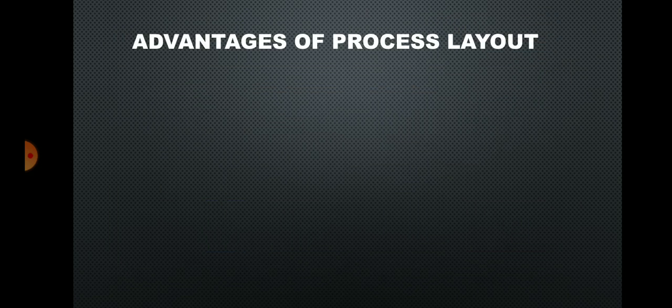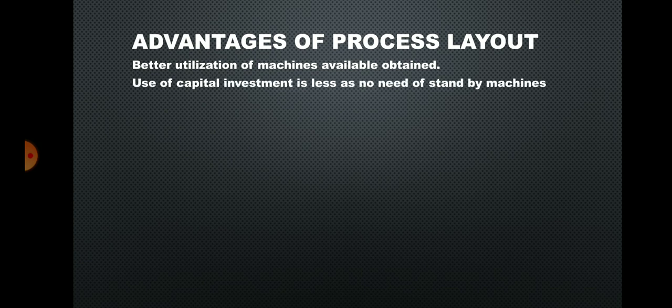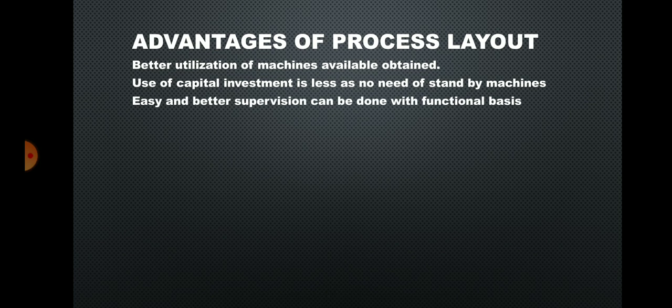Next, what are the advantages of process layout? The first one is better utilization of the machines available. Whatever machines we have, we can utilize them for different types of work. Use of capital investment is less. No need of standby machinery. In product layout, we require a standby machine if one machine stops. Here, different machines perform different tasks, so there is no need of standby machines.